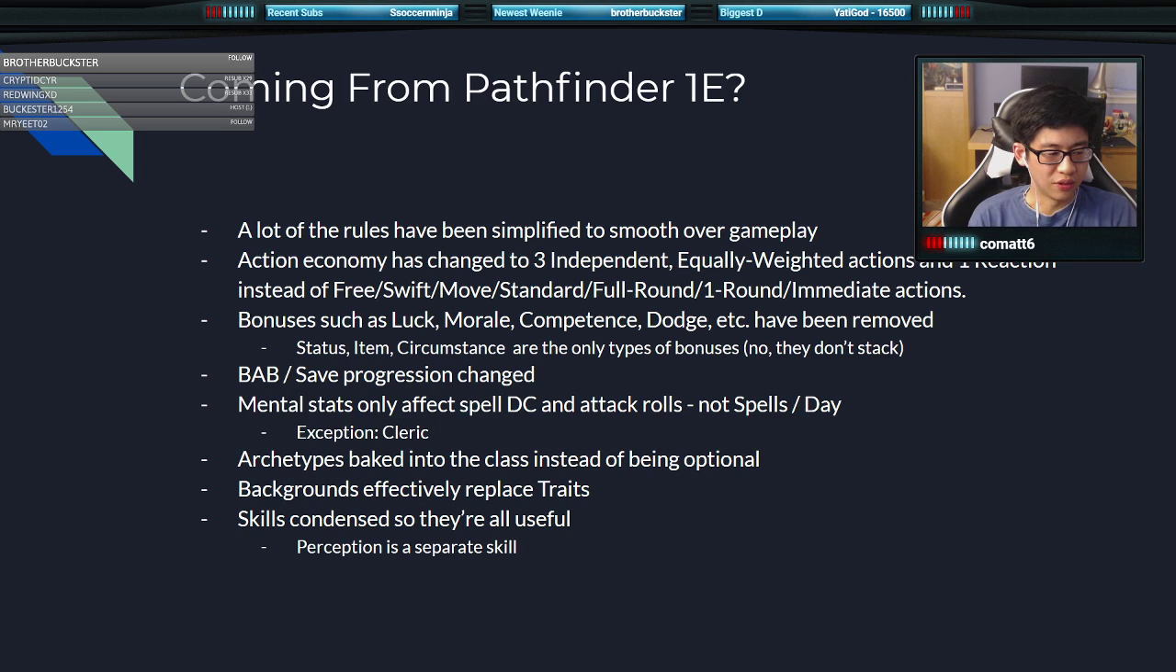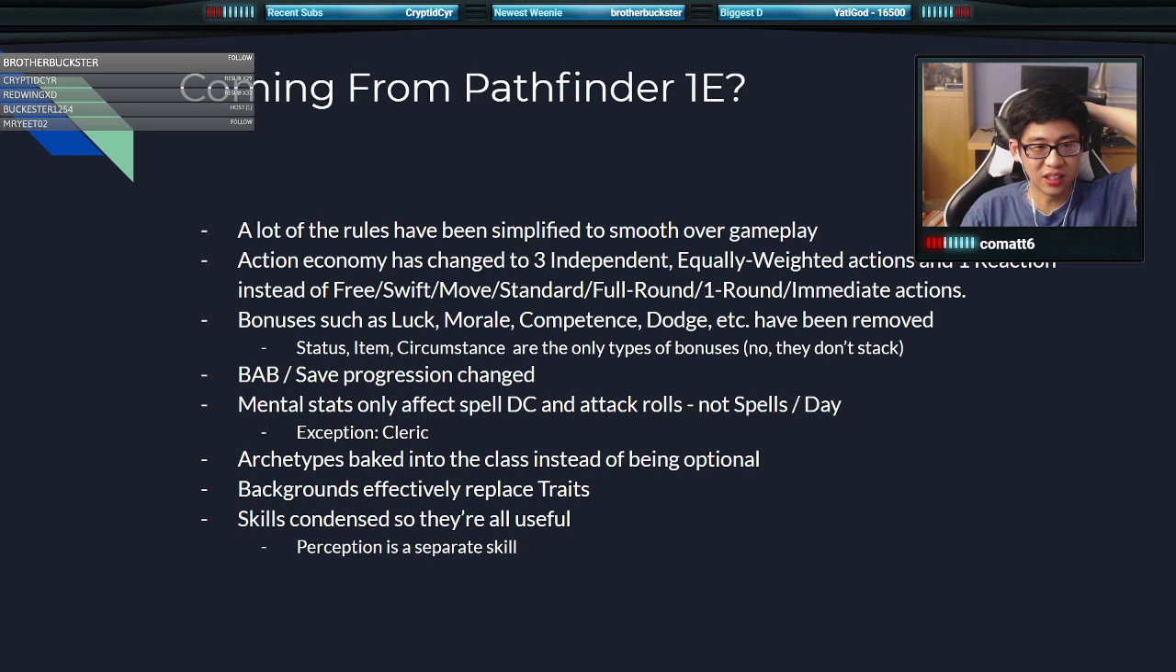One more thing to consider from Pathfinder 1st Edition is that skills have been condensed. There were a lot of superfluous skills in Pathfinder 1st Edition, such as knowledge geography, knowledge engineering, appraise, sleight of hand. There's a bunch of really kind of useless skills, and they've all been condensed. Knowledge history, nobody ever took. Knowledge nobility, nobody ever took. So they combined those two and the knowledge local into society, and they just made it one skill, so you don't have to worry about splitting up your skill ranks.